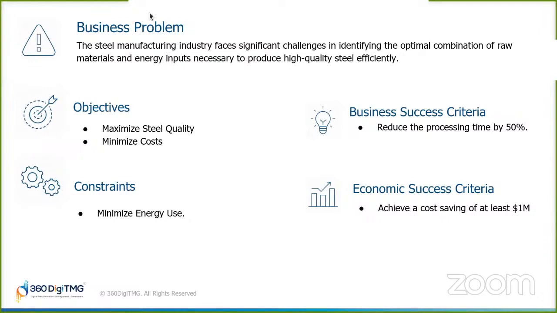And talking about the success criteria, we have two types: business success criteria and economic success criteria. Talking about business success criteria, we have to reduce the processing time by 50%. Processing time is nothing but the time that it takes for manufacturing of steel. We have to reduce that time by 50%. And talking about economic success criteria, we need to achieve a cost saving of at least $1 million. So this is regarding our project problem statement.